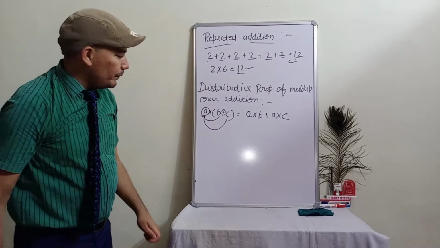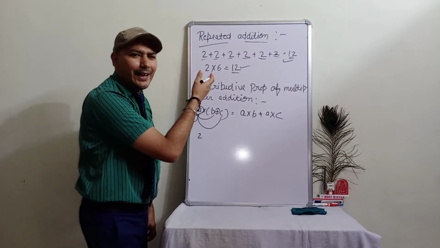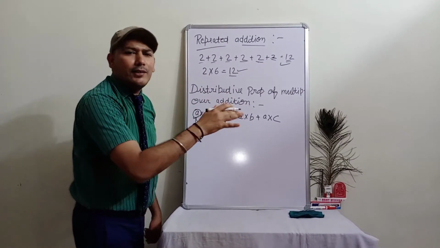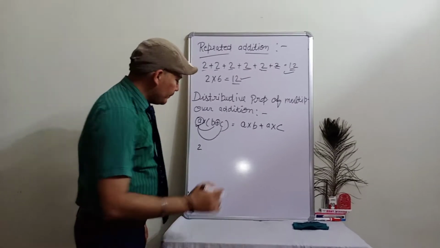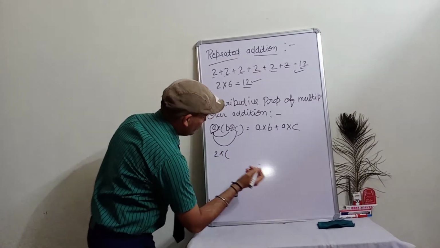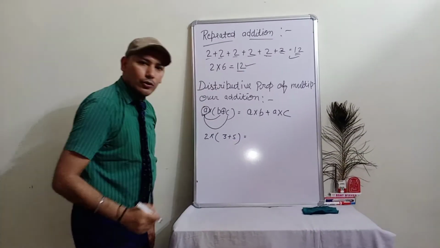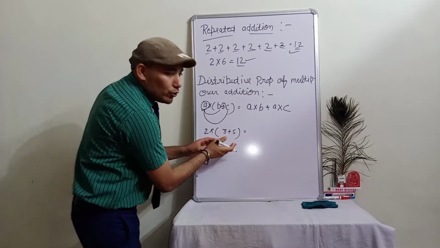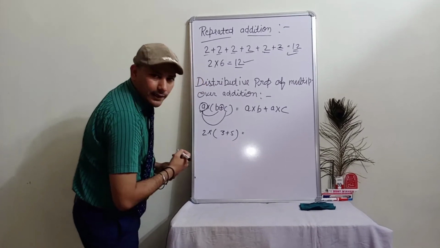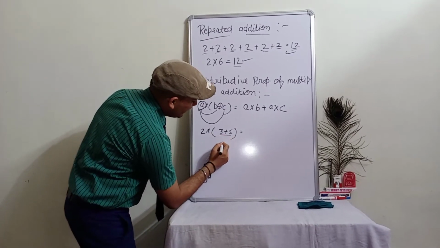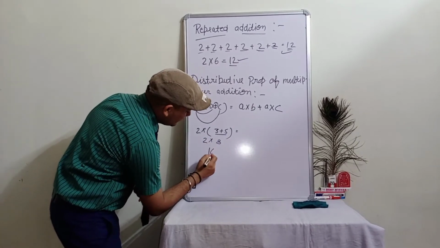See example. Suppose A is equal to 2. I just take the same numbers, 2, 3 and 5. It is easy to understand, but if you want, you can take any other numbers. So 2 into, B is 3, C is 5. If we have to solve this, first we will solve the bracket. 5 plus 3, 8, into 2. 2 8s are 16, the answer will come.